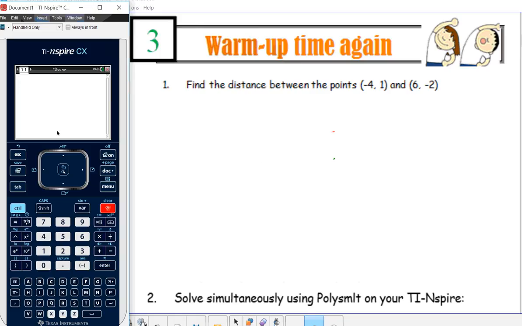Welcome to the lesson on gradient, and here is our warm-up for this lesson. So you're asked to find the distance between the points (-4, 1) and (6, -2).